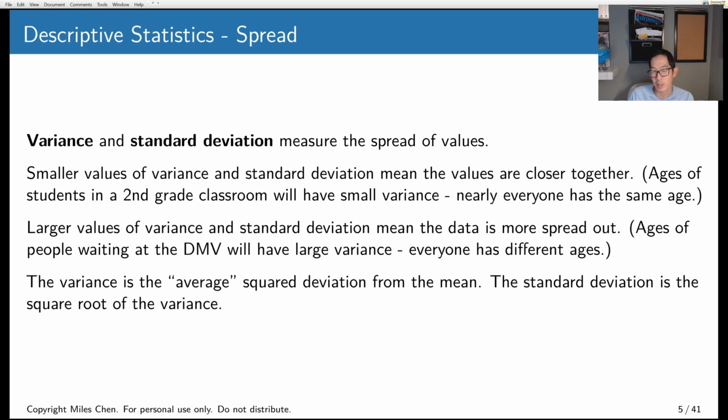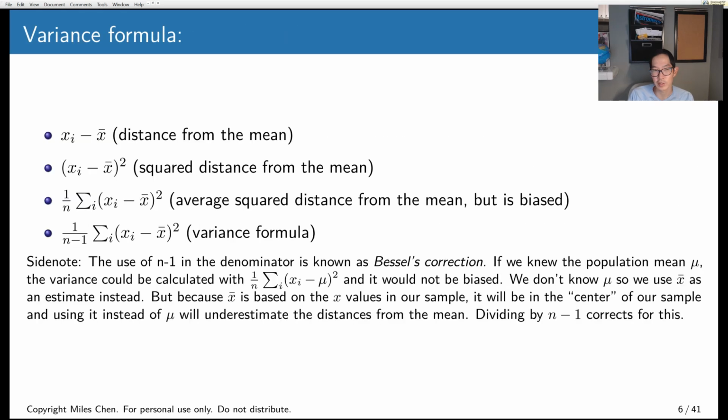And you can think of the variance as the average of the squared deviations, and the standard deviation is the square root of the variance. But again, the squaring has an outsized effect on larger deviations.